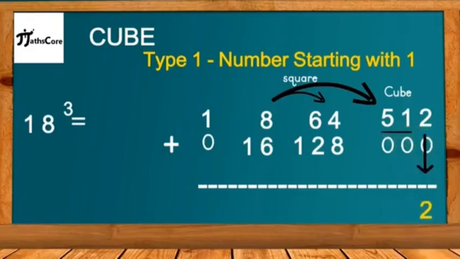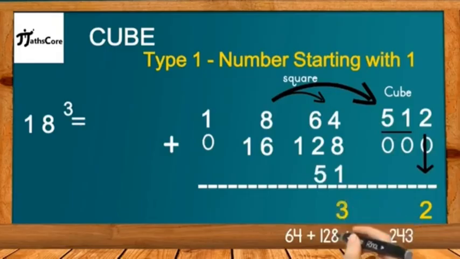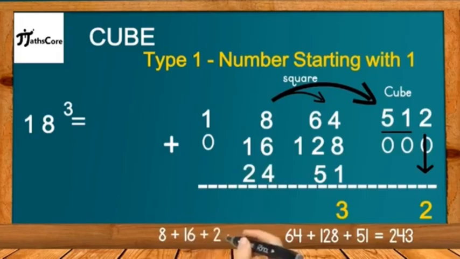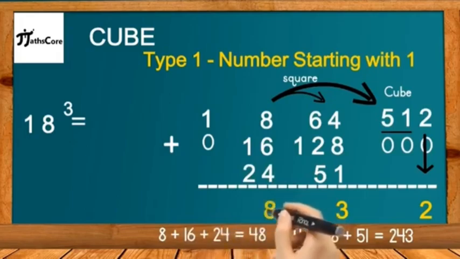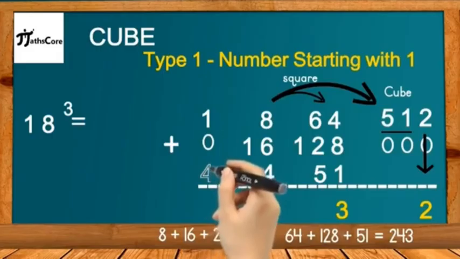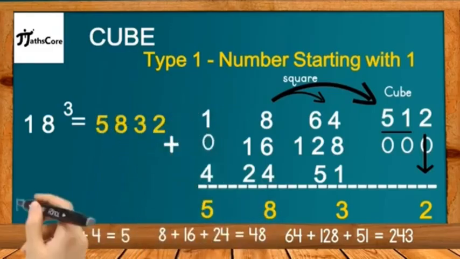Add this 51 in the third place. So, 64 plus 128 plus 51 is equal to 243. Write down 3 in the answer, and 24 we have to take as a carry, and add this in the second place. At the second place, 8 plus 16 plus 24 is equal to 48. So write down 8 in the answer, and 4 we have to take as a carry. Add this 4 in the first place, so 1 plus 4 is 5. So in this way you get the final answer 5832, and this is 18 cube.